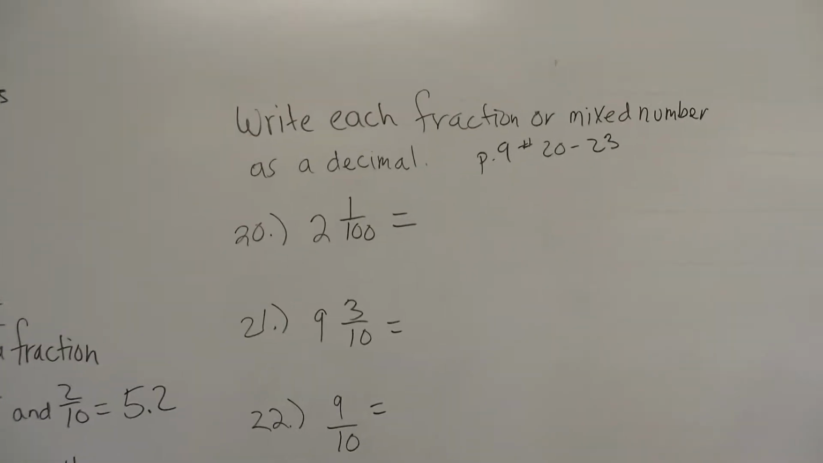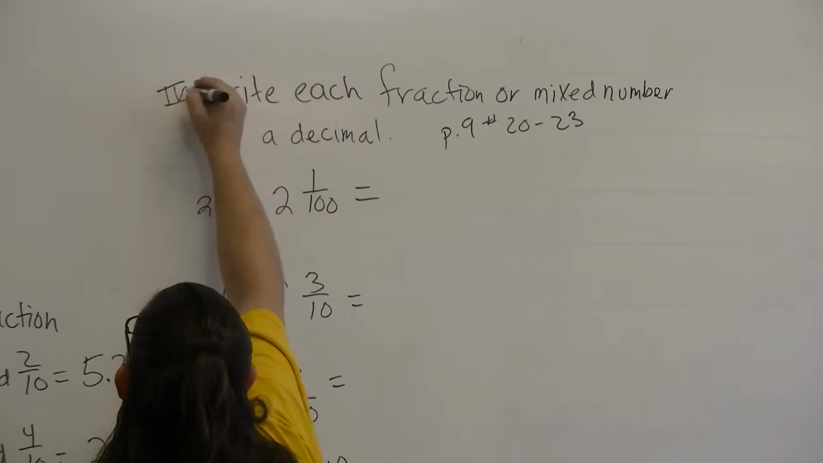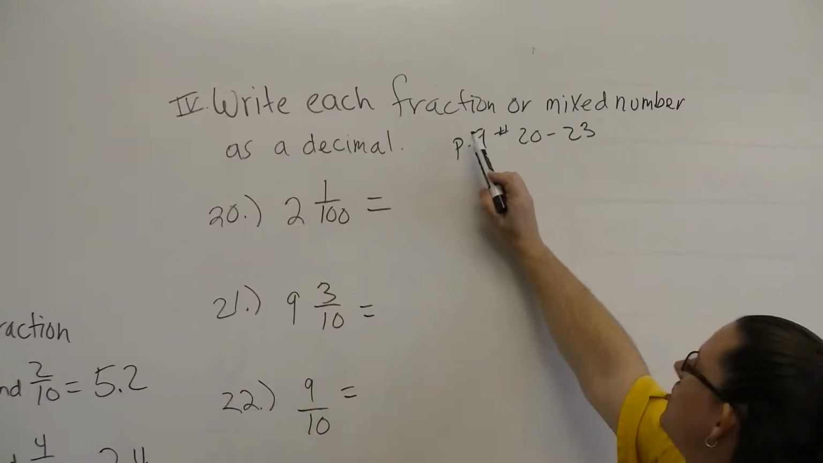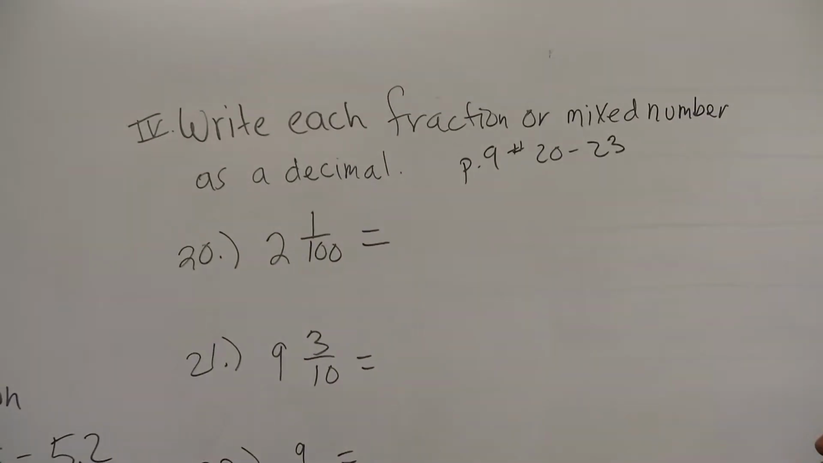Okay, 5th grade, now we're doing our last and final thing. Put Roman numeral 4 up here for Miss Sharber and write these directions. Write each fraction or mixed number as a decimal. So now we're going the other way.